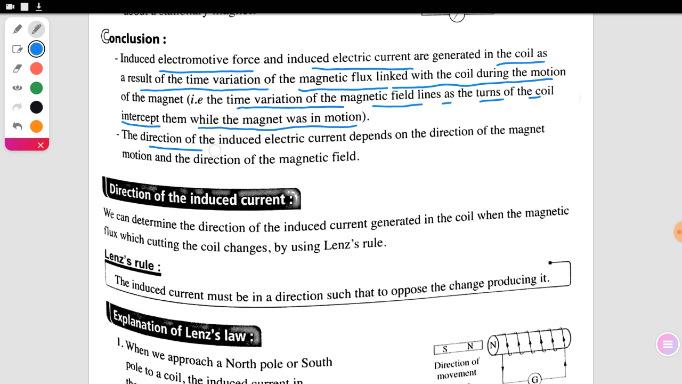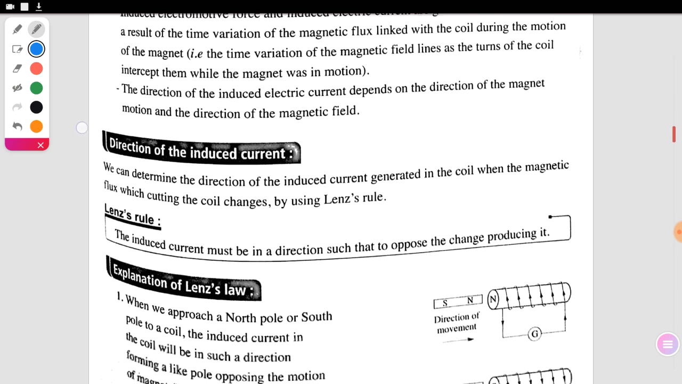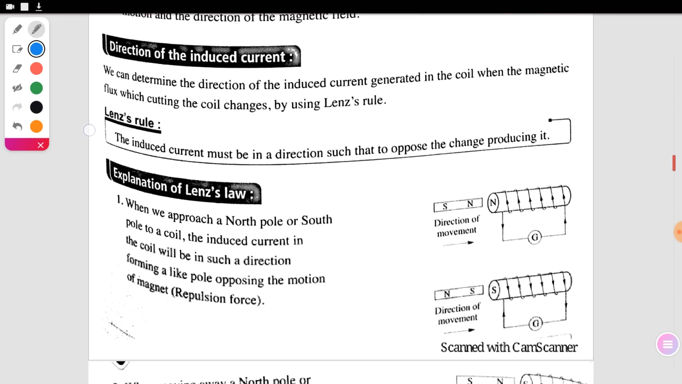The direction of the induced current depends on the direction of the magnet's motion and the direction of the magnetic field, whether the north pole or the south pole of the magnet moves into the solenoid. We can determine the direction of the induced current generated in the coil by using Lenz's rule. Lenz's rule is a very important rule.